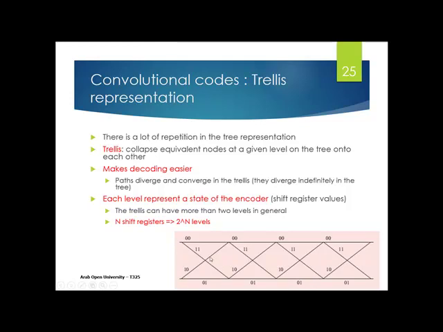So let's consider an example. Let's say 1, 0, 1, 0. I start here. The input bit is 1. I go to the state 1. Then 0, I will go to the state 0. Then 1, I will go to the state 1. And then 0, I will go to the state 0. In this path, I will read the values. So in this path, I will take 1, 1. Then 1, 0. Then 1, 1. And then 1, 0. And thus the output will be 1, 1, 1, 0, 1, 1, 1, 0.